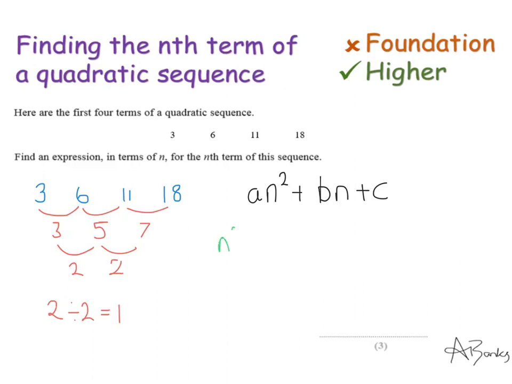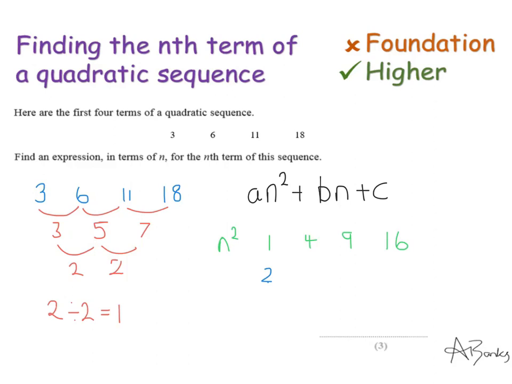I don't need to say 1n squared. So the n squared sequence is just the square numbers: 1, 4, 9, 16. So my 3, 6, 11 and 18 has this in it plus a linear sequence. So I need to work out the difference between my n squared sequence and my quadratic sequence. My n squared sequence starts with a 1 and my quadratic sequence starts with a 3, so there's a plus 2 difference.